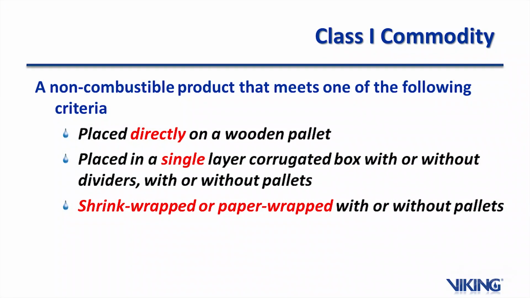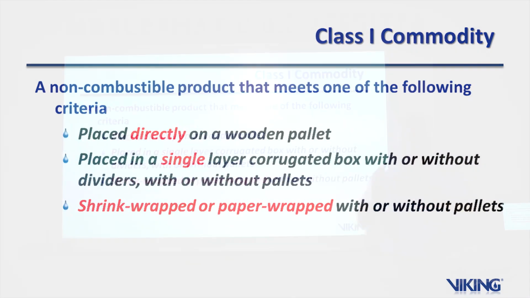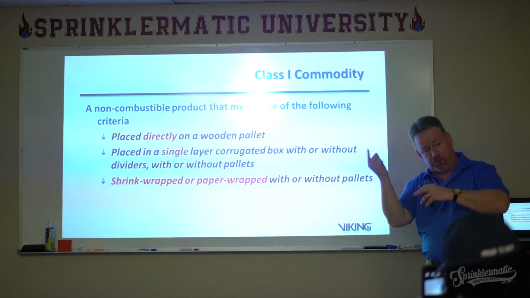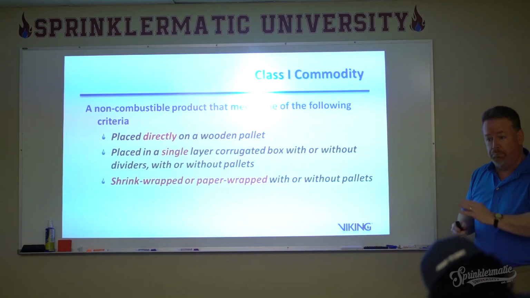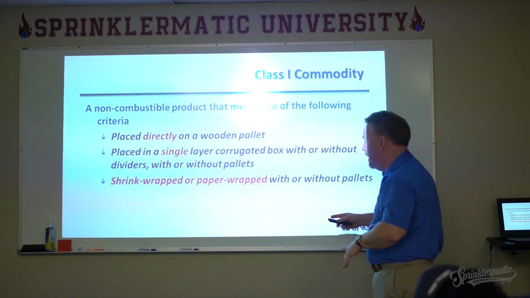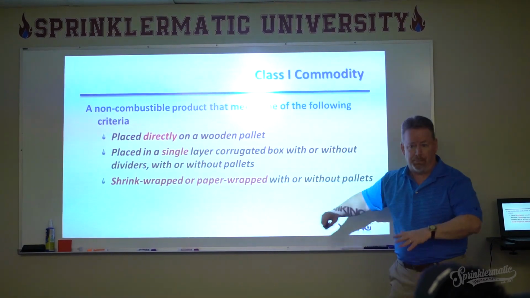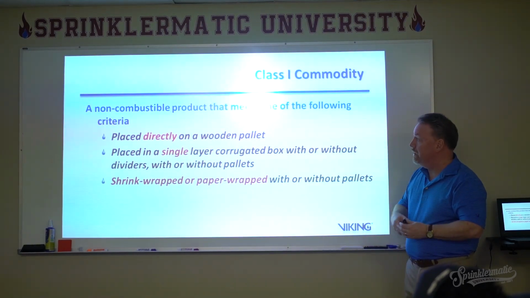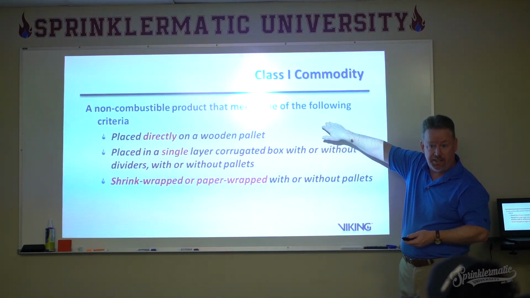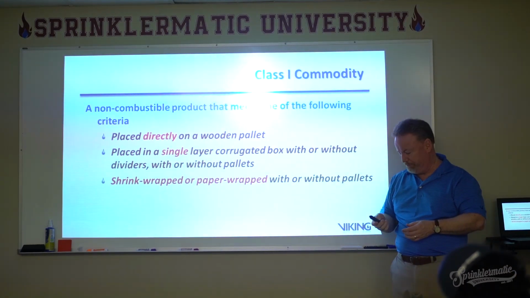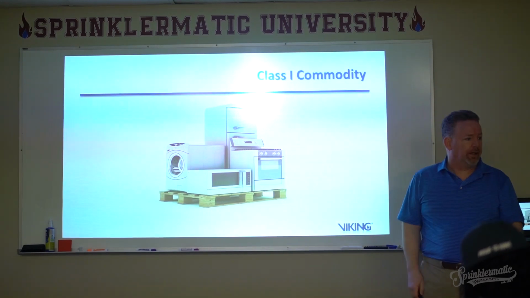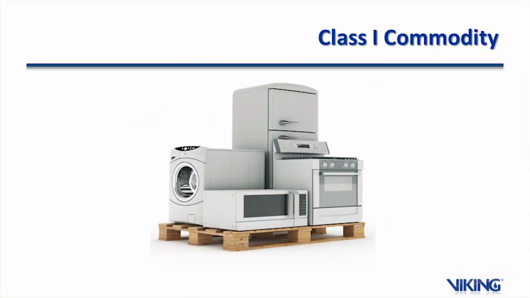Or it could be shrink wrapped or paper wrapped with or without pallets. Okay, so now we also can see that we can just put this without a box at all. We can shrink wrap it around a non-combustible commodity, so we can wrap it and package it that way, and it doesn't have an impact, because remember, the base commodity is non-combustible. Here's an example, all right? Just non-combustible product placed on a pallet.